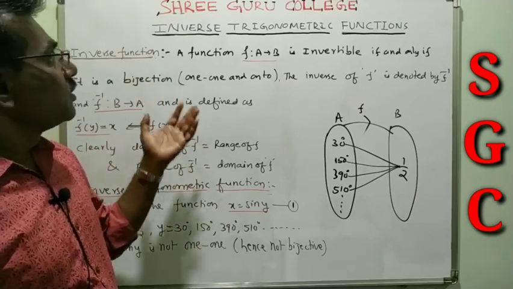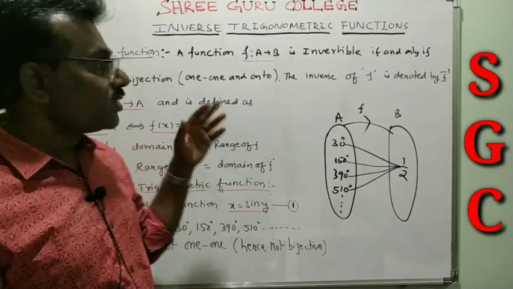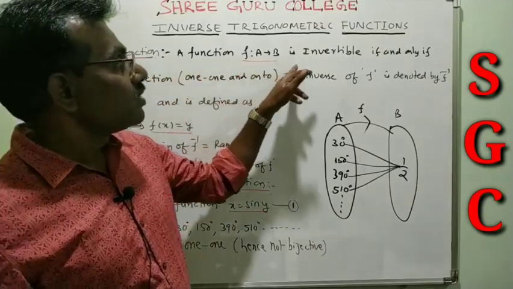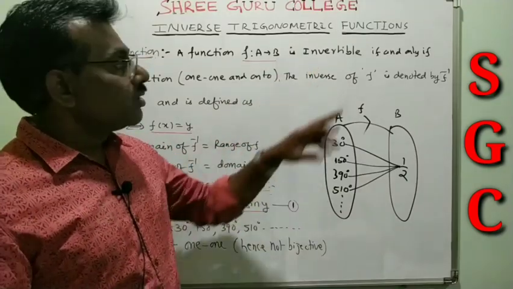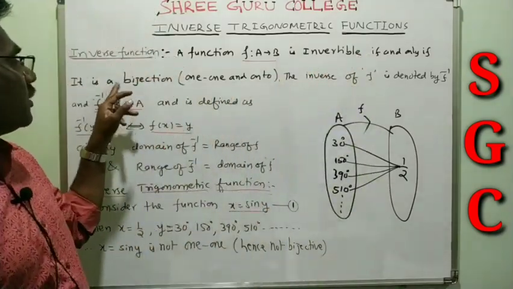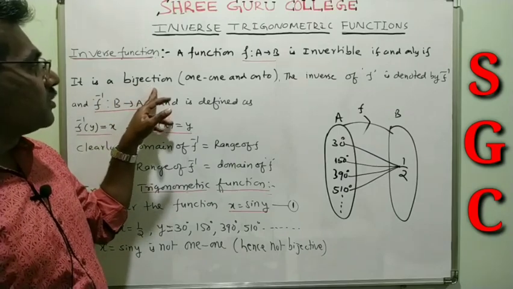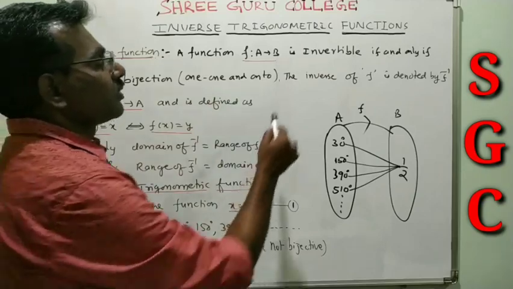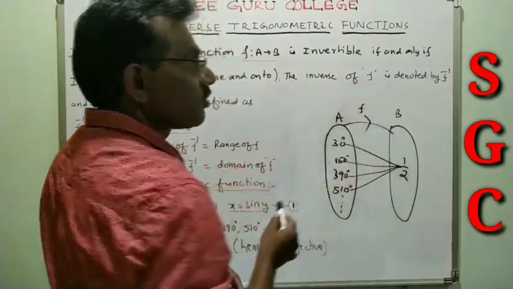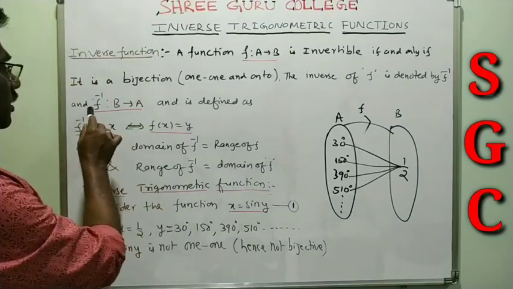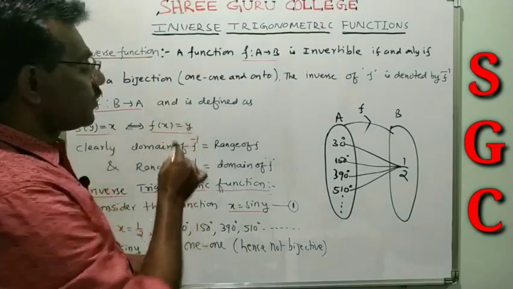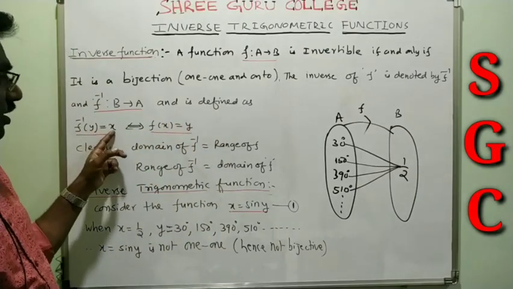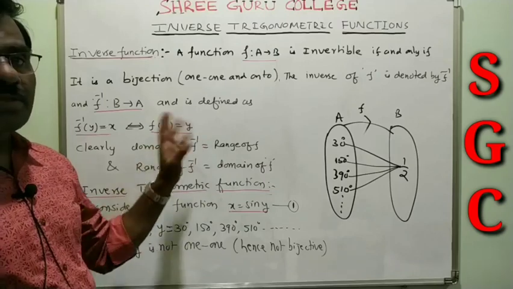So before inverse trigonometric functions, what is the inverse function? A function f from A to B is invertible if and only if it is bijective. Bijection is nothing but one-one and onto. The inverse of f is denoted by f inverse, from B to A, and is defined as f inverse of y is x, which implies f of x is y.